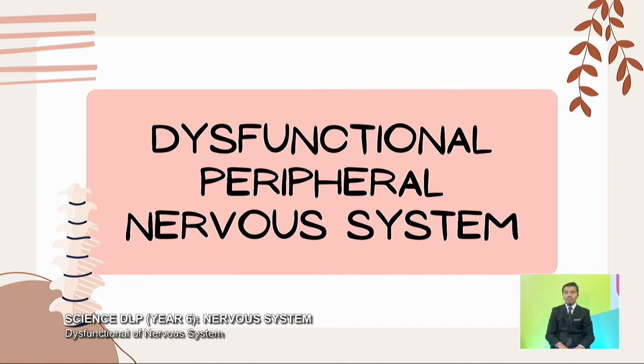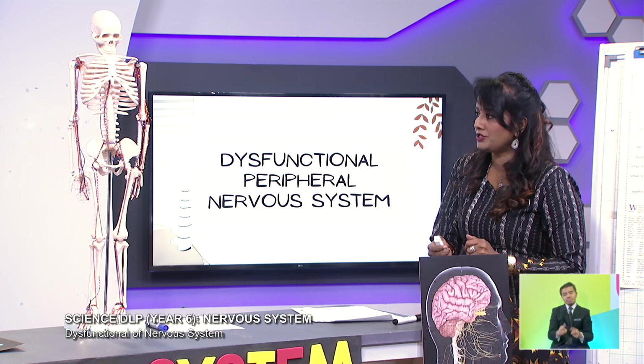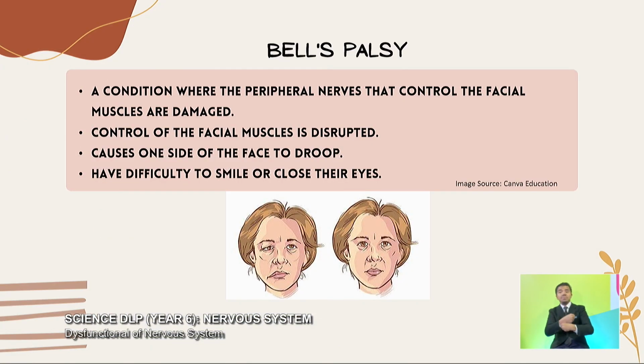And if you look at it, if there is a dysfunctional peripheral nervous system, what could happen? We are going to learn that. People talk about the peripheral nervous system, this is very important for us. If it's not functioning, these are the things that will happen. We will get Bell's palsy. Bell's palsy is one of the diseases where the peripheral nervous system that controls the facial muscles is damaged, and control of the facial muscles is disrupted. It causes one side of the face to droop. Have you seen people like this? Yes. This is because the peripheral nervous system is not functioning.